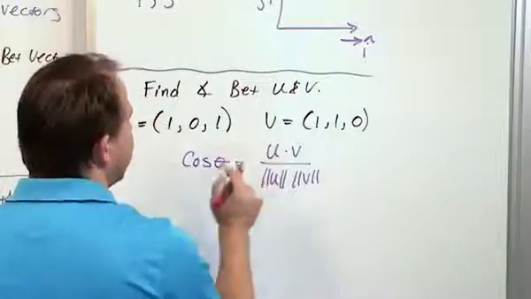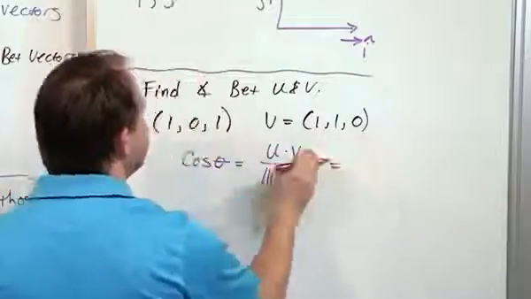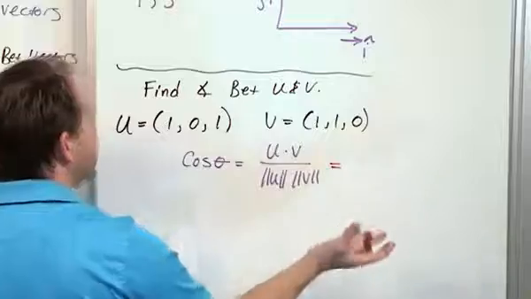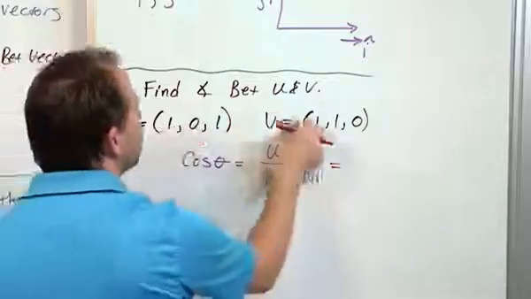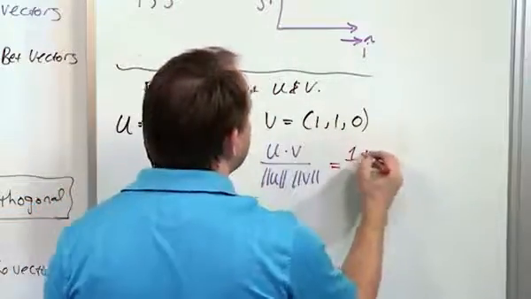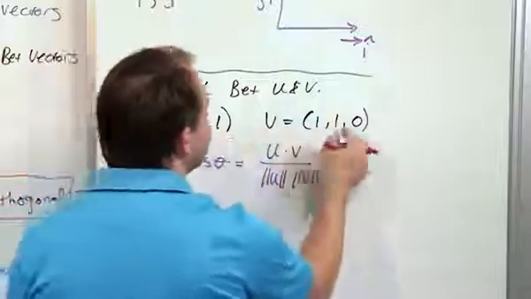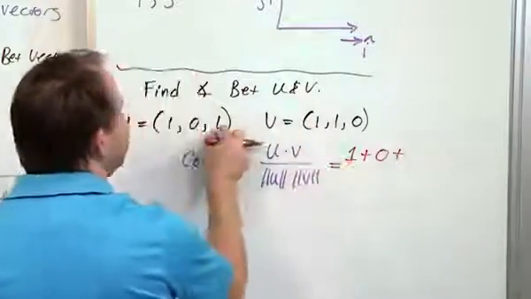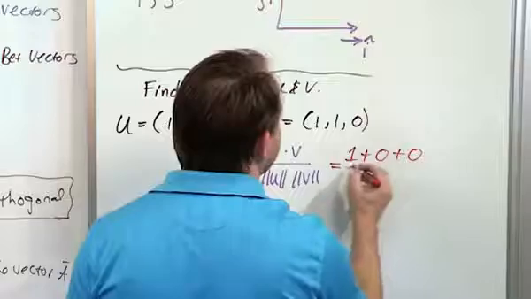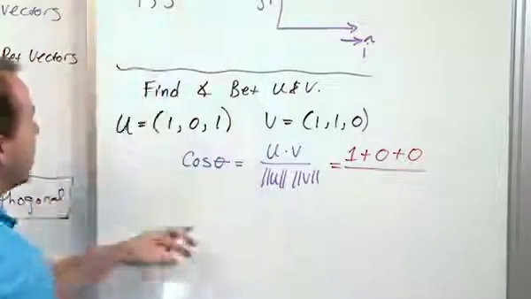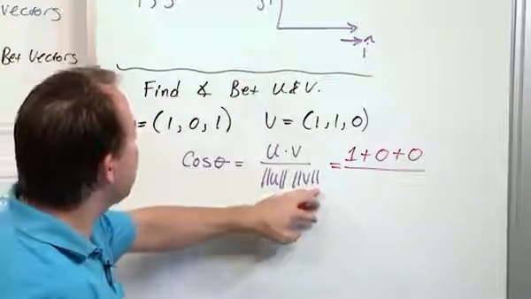Now let's figure out what this is. So u dot v, here's u and here's v. How do we dot them together? Well, we take the x components and multiply them together, which gives you 1, plus the y components multiplied together gives you 0, plus the z components multiplied together also gives you 0. And on the bottom, we need to multiply the magnitude of u and the magnitude of v.